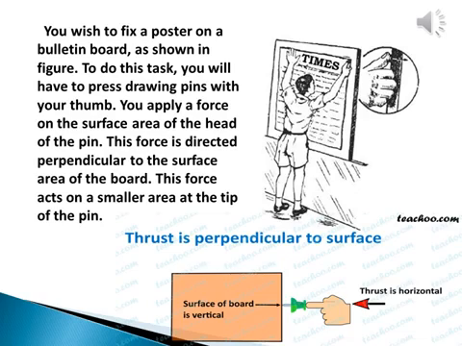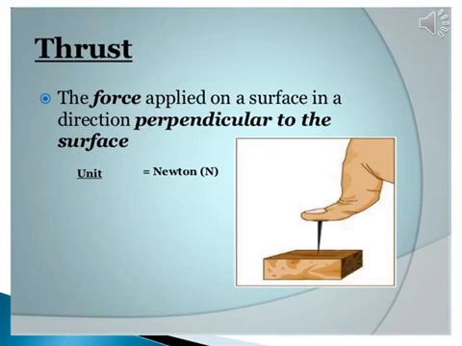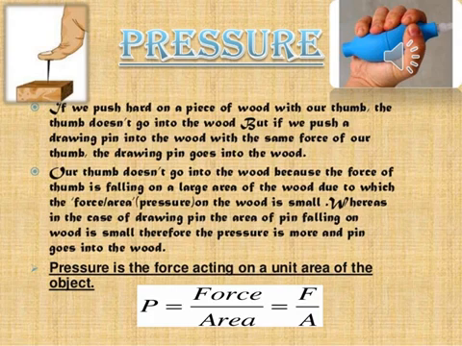This force is called thrust. It can be seen that the bulletin board is vertically placed. You apply the force in a perpendicular direction by pressing the pin into it. I ask you the question again. What is thrust? Thrust is the force applied on a surface in a direction perpendicular to the contact surface. Its SI unit is Newton. Next, you are going to think about pressure.